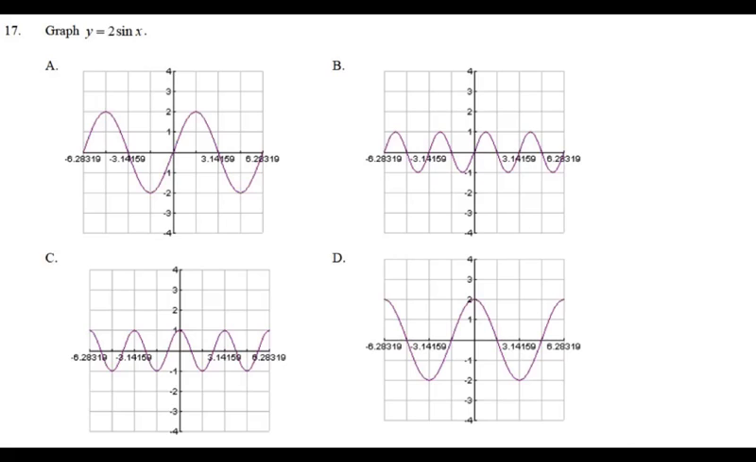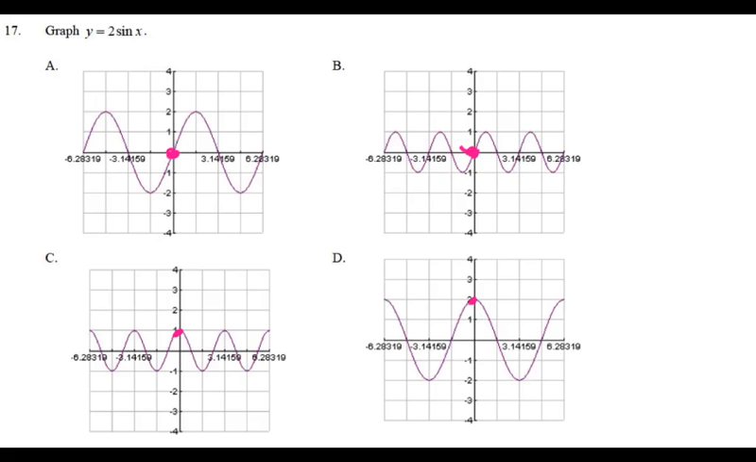Number 17, you're graphing the sine of x. So sine always starts at the origin. This one starts at the origin, so it could be A. This one starts at the origin, so it could be B. Cosine starts at your positive amplitude, so that one starts at a crest.